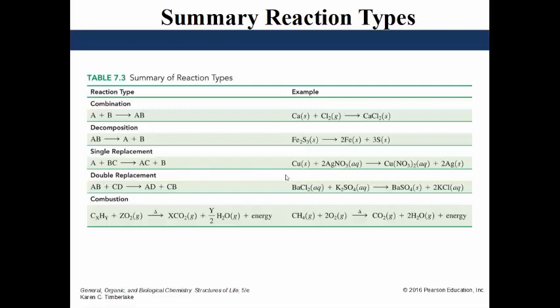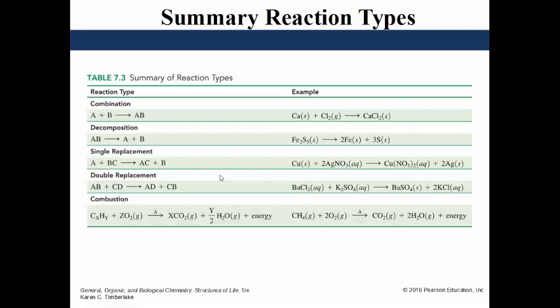So an example that's given here, Cu plus AgNO3. As a product, copper is now joined with NO3, and now silver is by itself. This has swapped places here. So Cu and NO3 are now together. So one element is swapping or switching places with another.